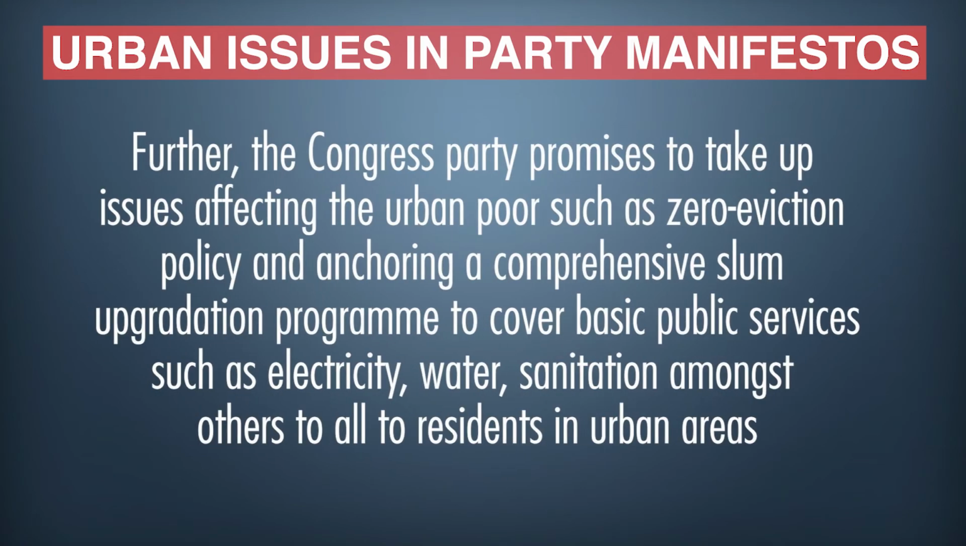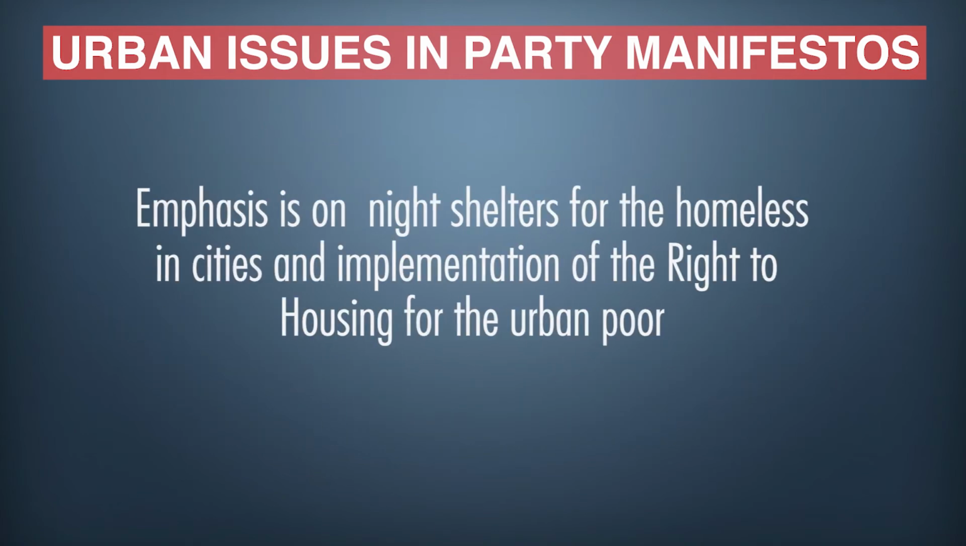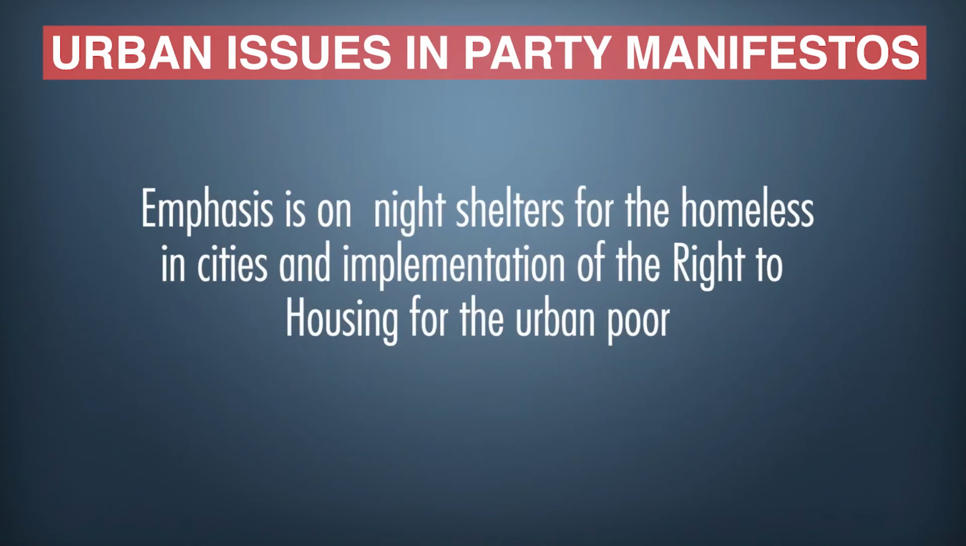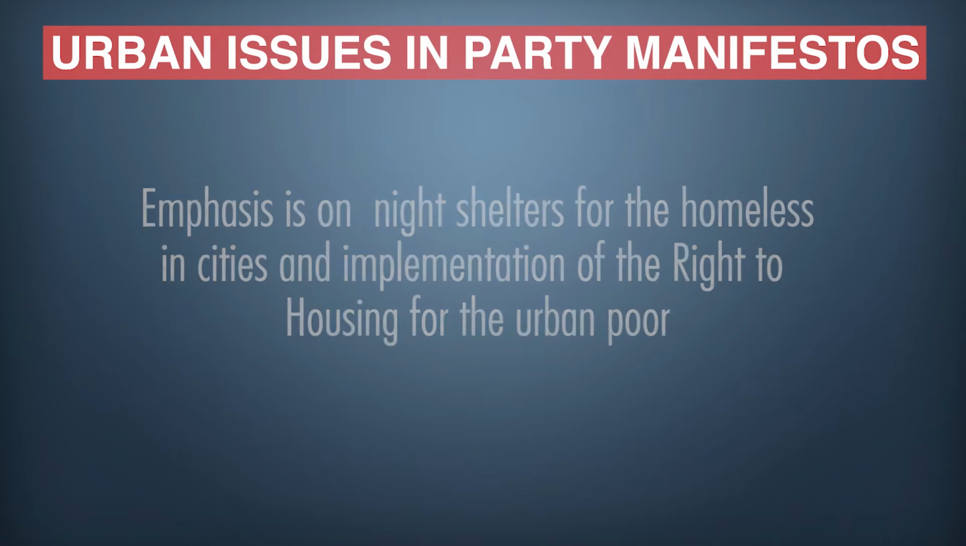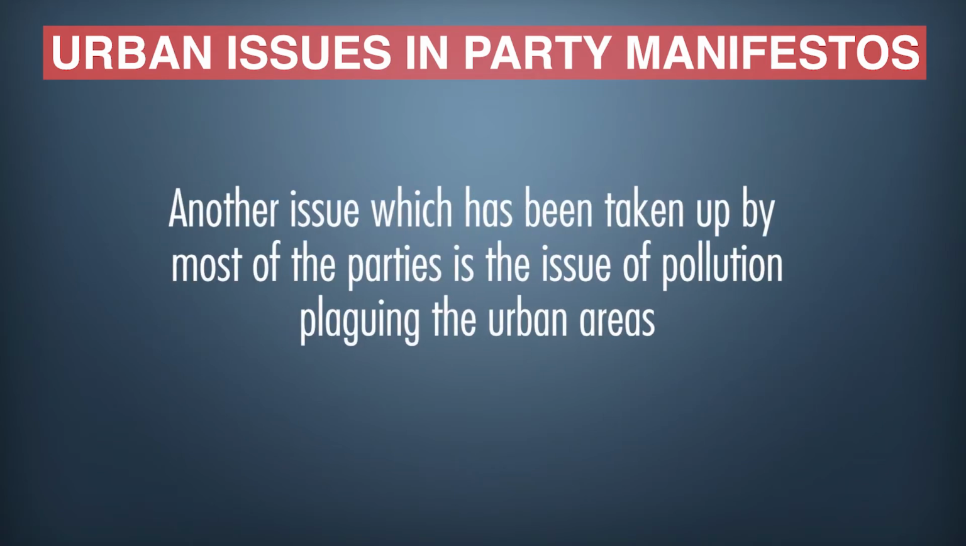Further, the Congress party also promised in its manifesto to take up issues affecting the urban poor, such as a zero eviction policy, enacting a comprehensive slum upgradation policy to cover basic public services such as electricity, water, sanitation, amongst others, to all residents in urban areas. Emphasis was also on night shelters for the homeless in cities and implementation of the right to housing for the urban poor.